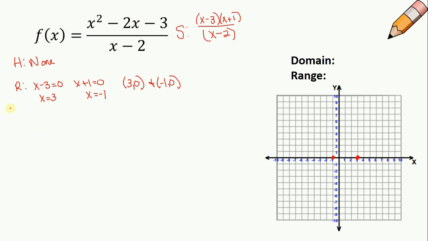There we go. Okay, my asymptote is the answers to the bottom. So I'm going to set the denominator equal to 0. So now x can be 2. So that's a vertical asymptote at x equals 2. So I'm going to draw my dashed line there.